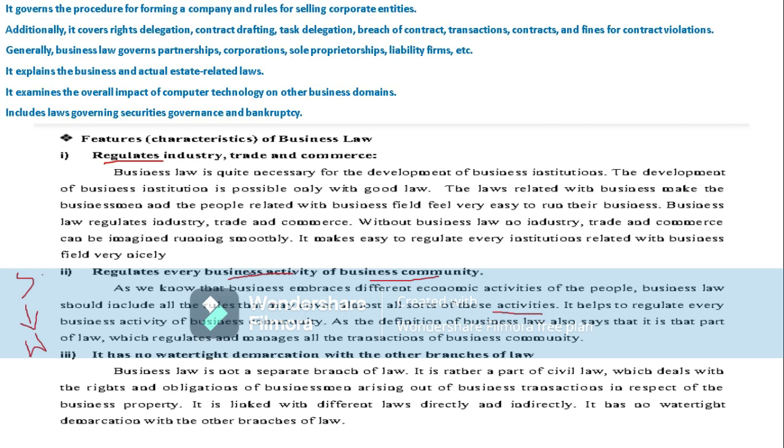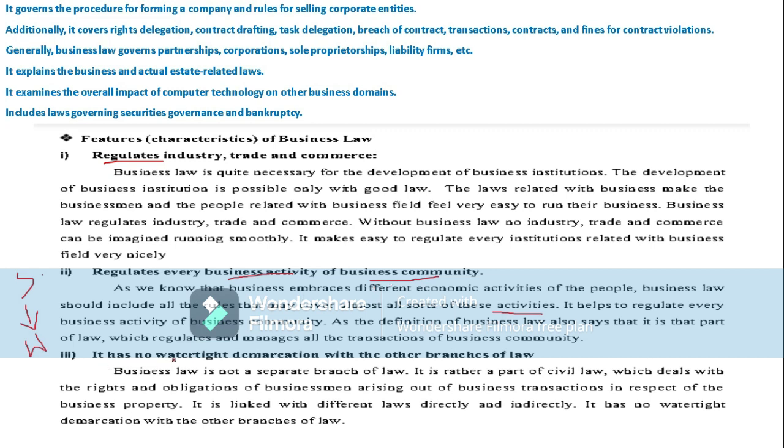Why? Because business activity involves different activities, okay. By entering into a contract, purchasing a business, or managing a business. So different aspects have to be learned by business persons. So it regulates every business activity and also the business community. Business community in the sense of all the people of the industry, their activities. It regulates the transactions. So that is the business community.